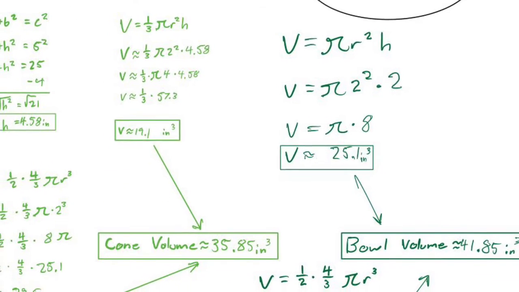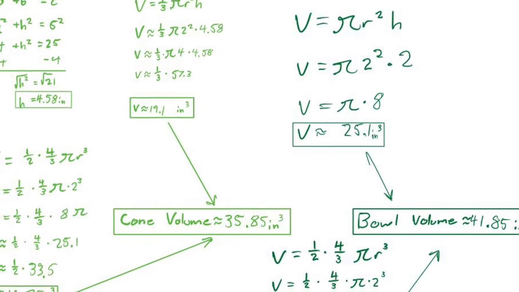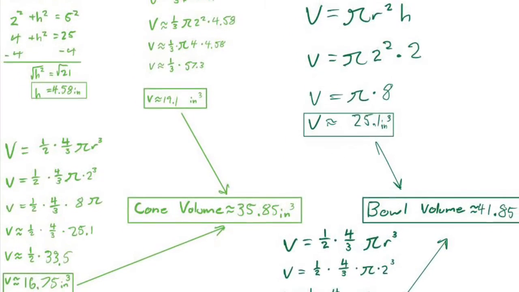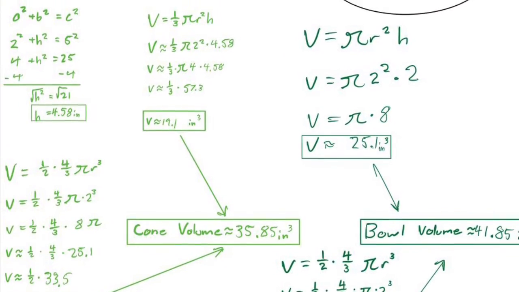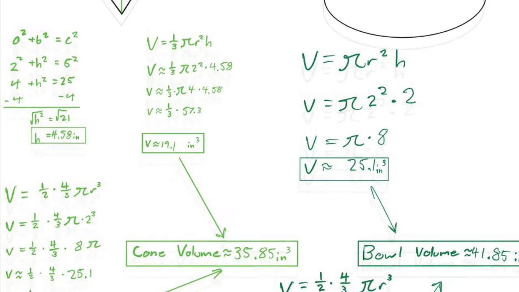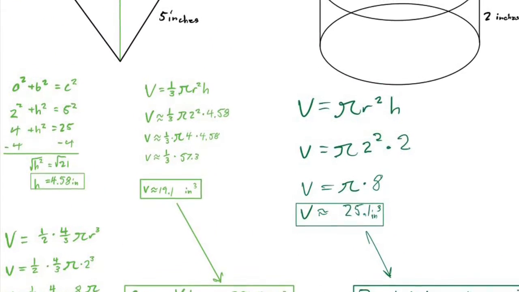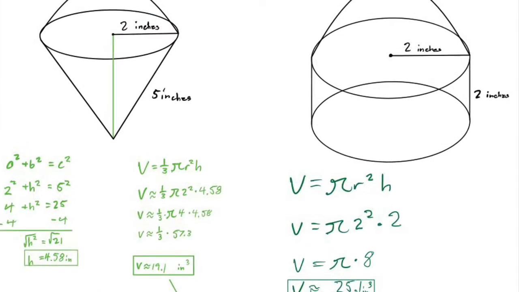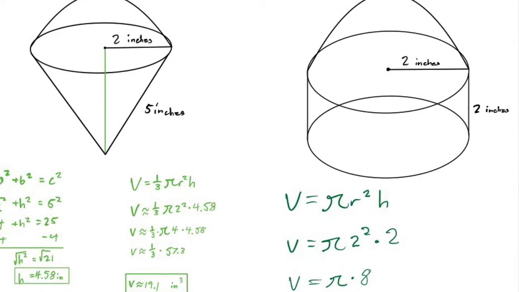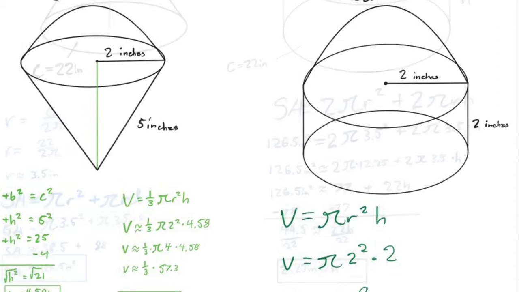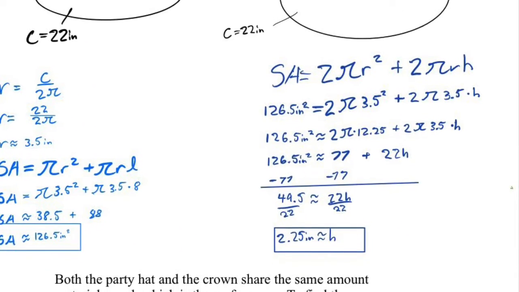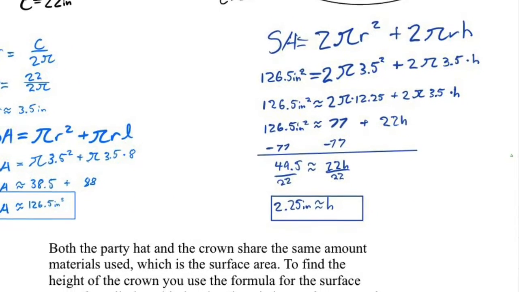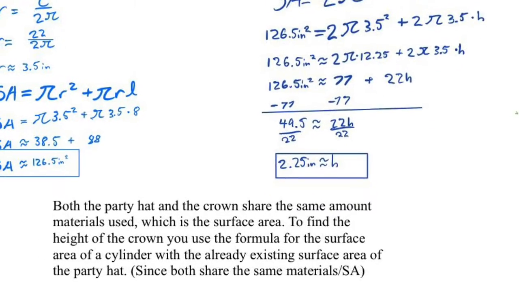We then add that to the volume we got from the bowl, and we get that our bowl volume equals 41.85 inches cubed. We now know that there is more volume in the bowl than the cone, so you can have more ice cream, meaning the bowl is the better deal for your money, since you can have more ice cream.